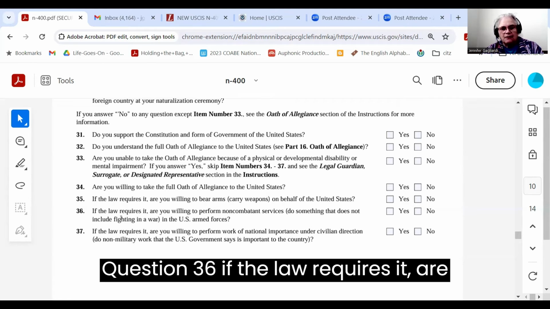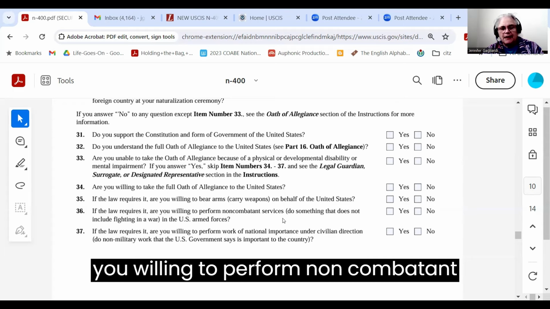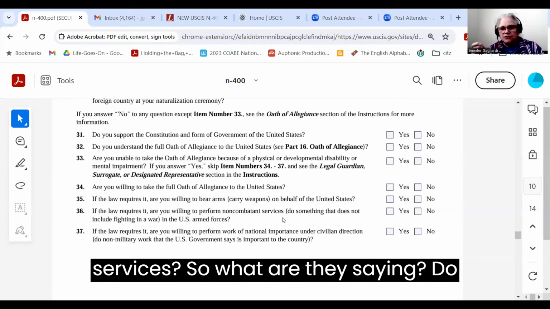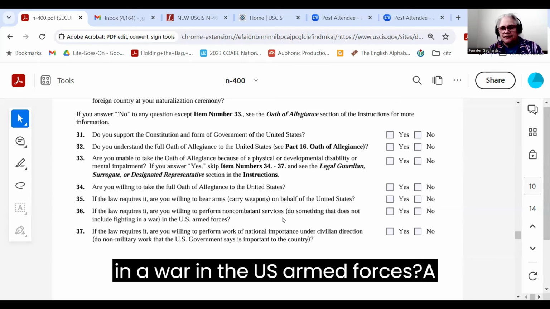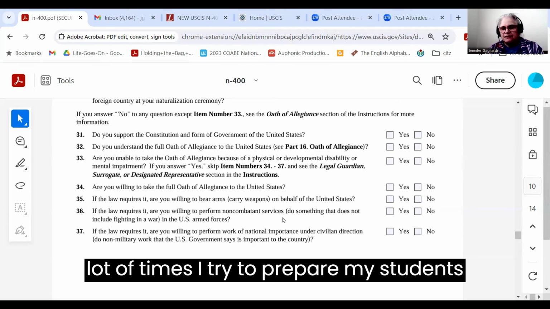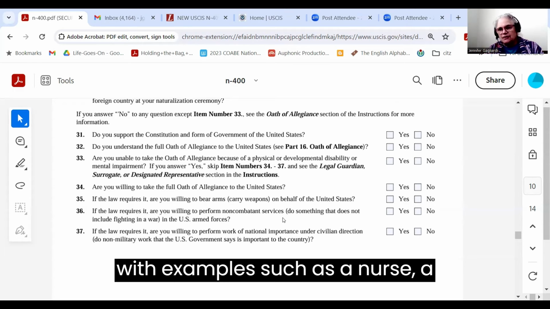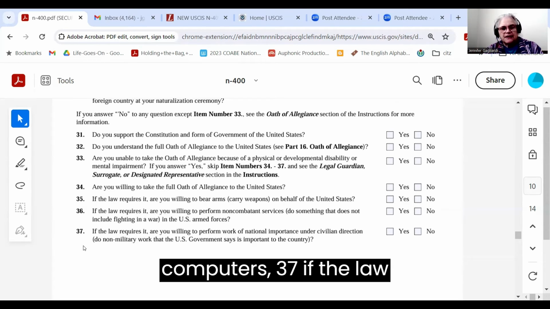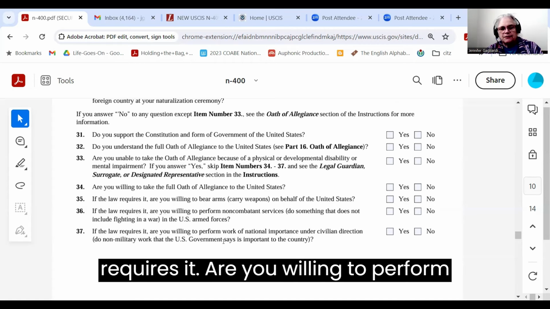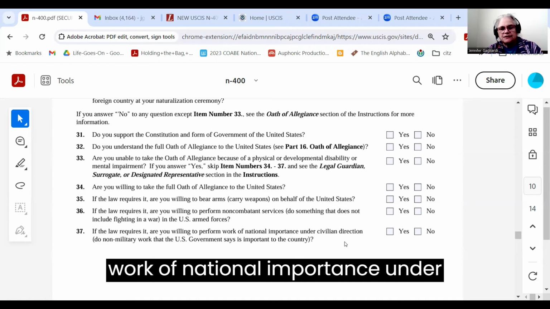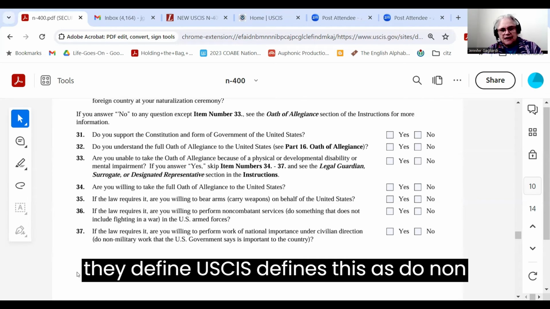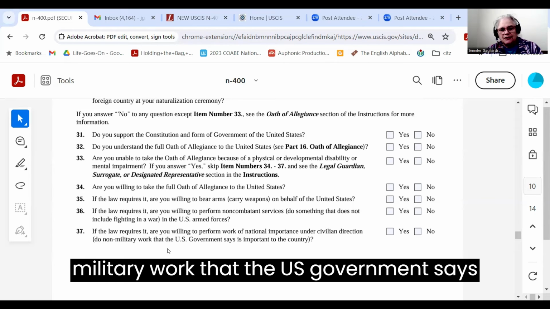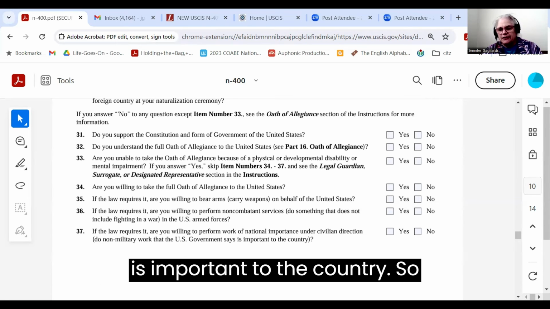Question 36, if the law requires it, are you willing to perform non-combatant services? So what are they saying? Do something that does not include fighting in a war in the U.S. Armed Forces. A lot of times I try to prepare my students with examples such as a nurse, a cook, somebody who works with computers. 37, if the law requires it, are you willing to perform work of national importance under civilian direction? And USCIS defines this as do non-military work that the US government says is important to the country.